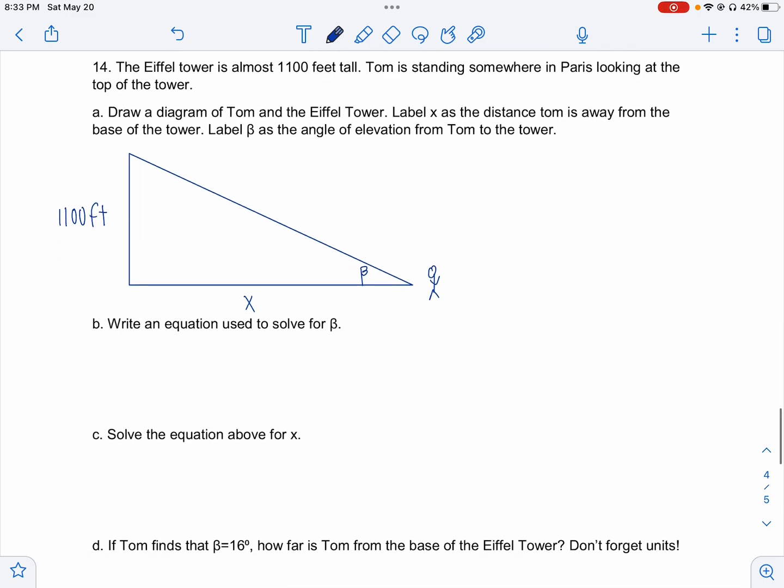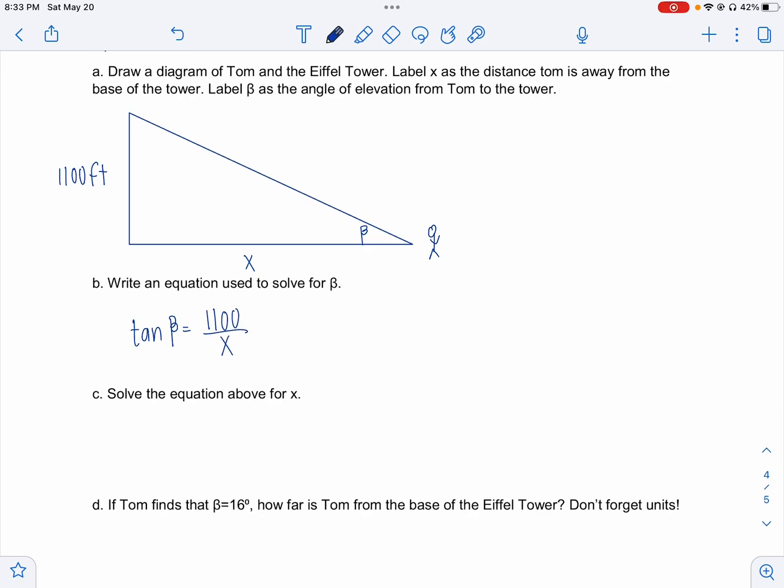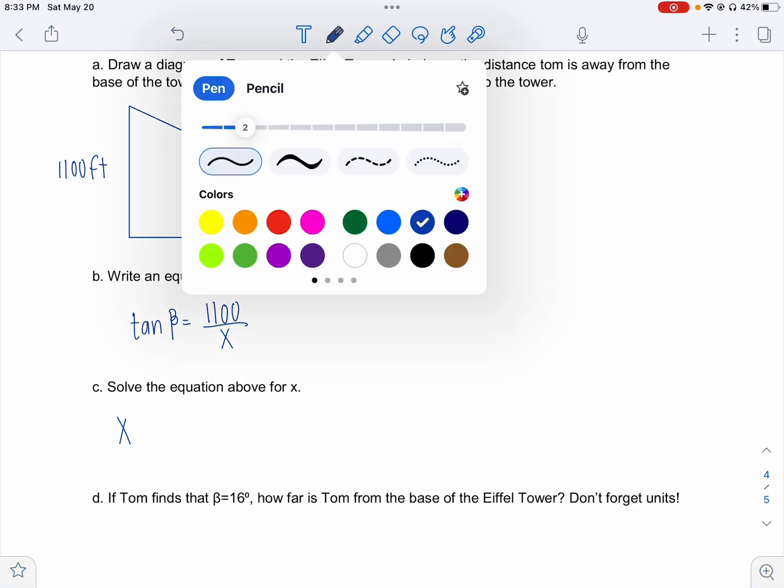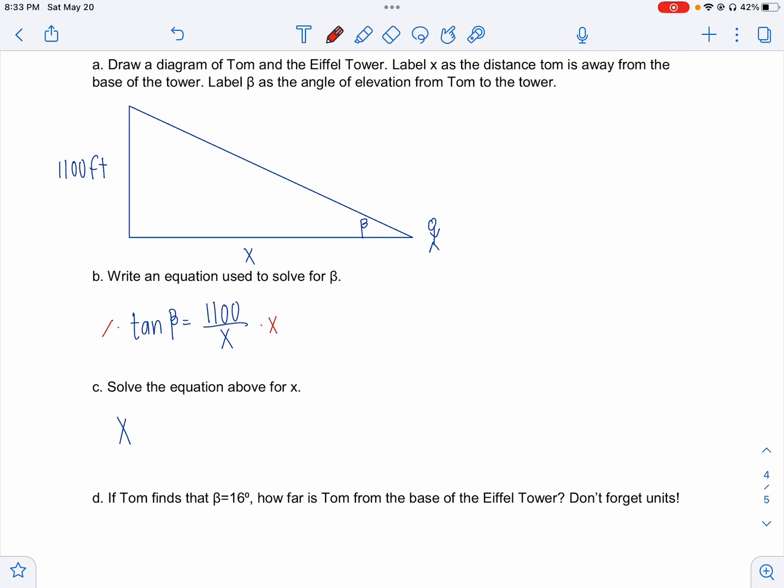For this one, we need an equation that has beta in it that we would use to solve for beta. So I'm going to use tangent since those are the two sides that we have. We have an opposite and adjacent. So 1,100 feet divided by x. Now solve this equation for x. If we multiply both sides by x, and then divide, just like we did above, by tangent of beta, we're going to get x is equal to 1,100 divided by tangent of beta.